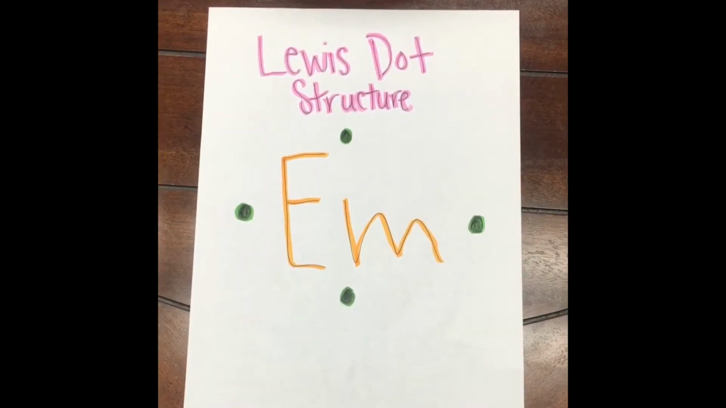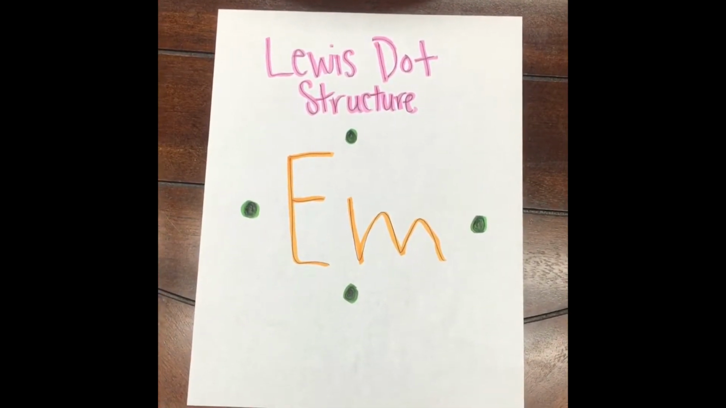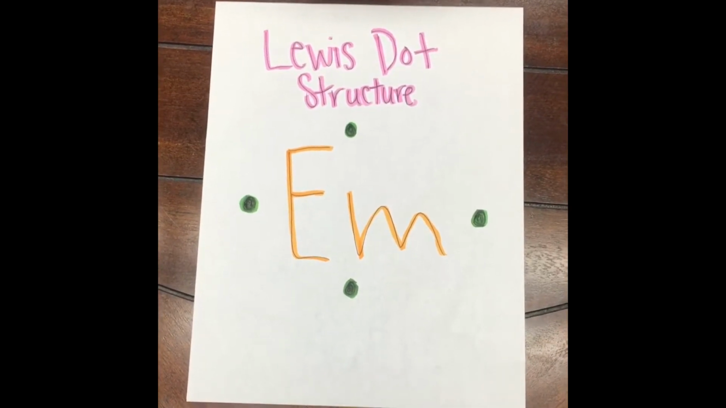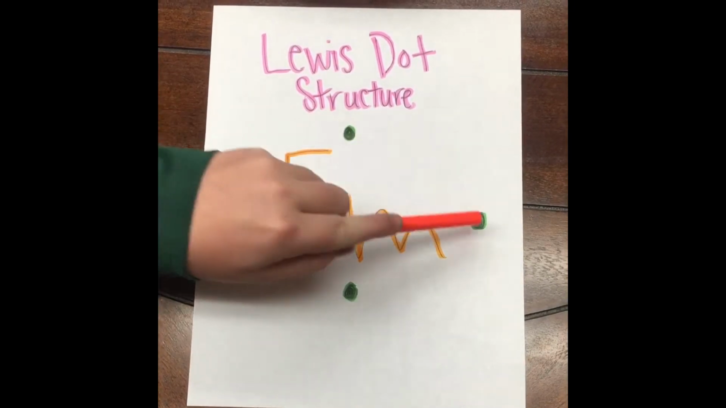Lewis dot structure shows the number of valence electrons an element has. Since we know that ethiopium is in group 14 or 4A, it has 4 valence electrons, which you can see are modeled here.